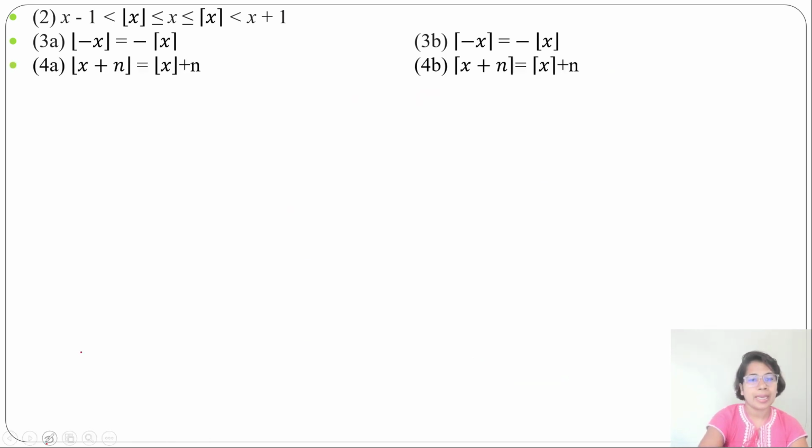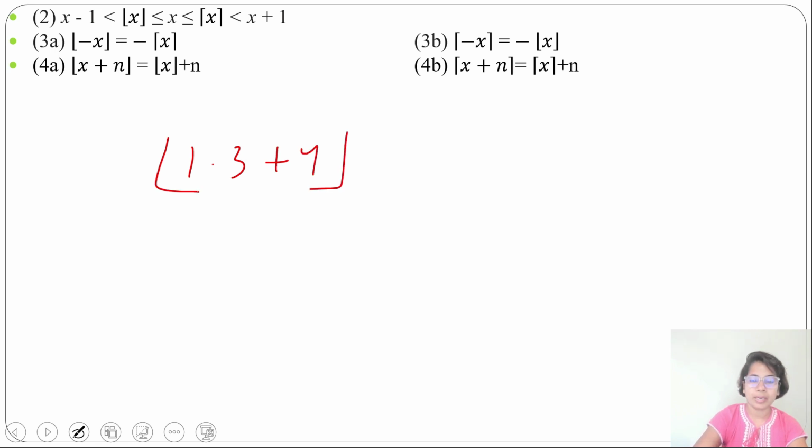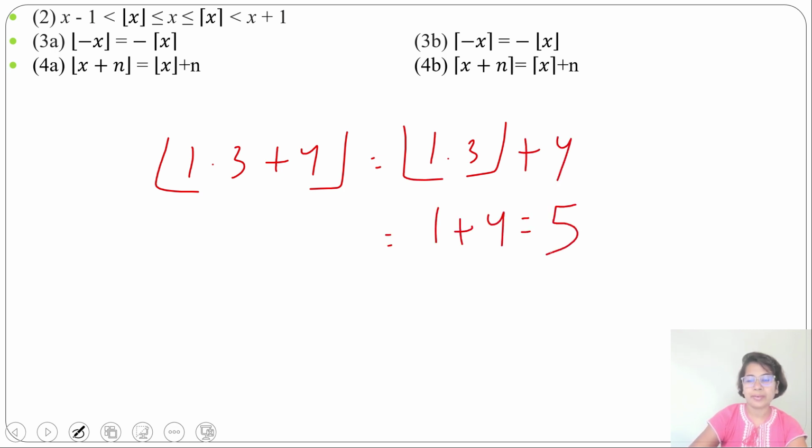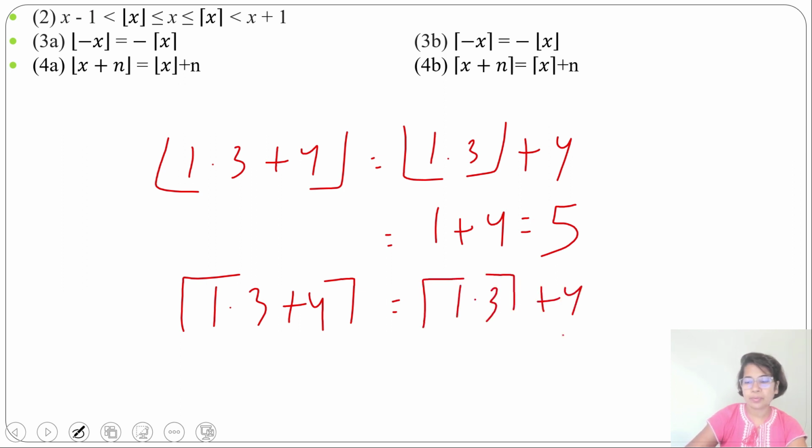Next property, floor of x plus n equals floor of x plus n, and ceiling of x plus n equals ceiling of x plus n. Let's take an example. Suppose floor of 1.3 plus 4. That is floor of 1.3 plus 4. It's 1 plus 4, it will be 5. Now ceiling of 1.3 plus 4 will be ceiling of 1.3 plus 4. It's 2 plus 4. We can say 6.